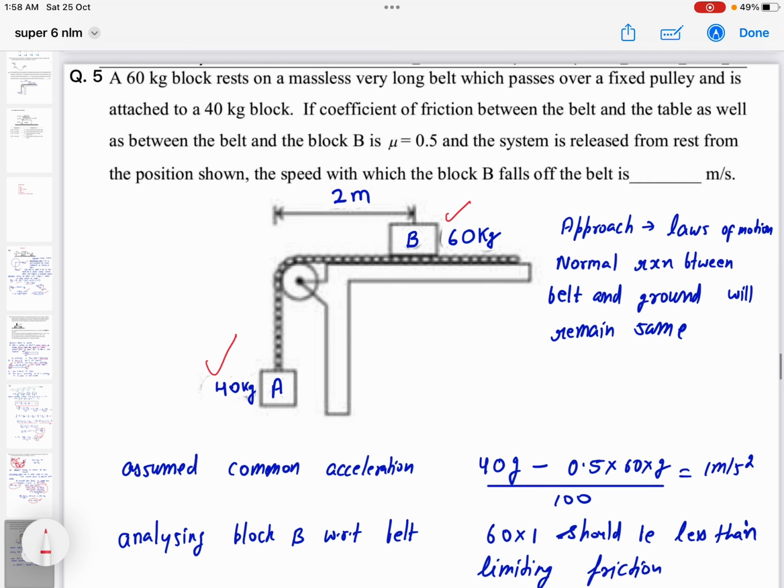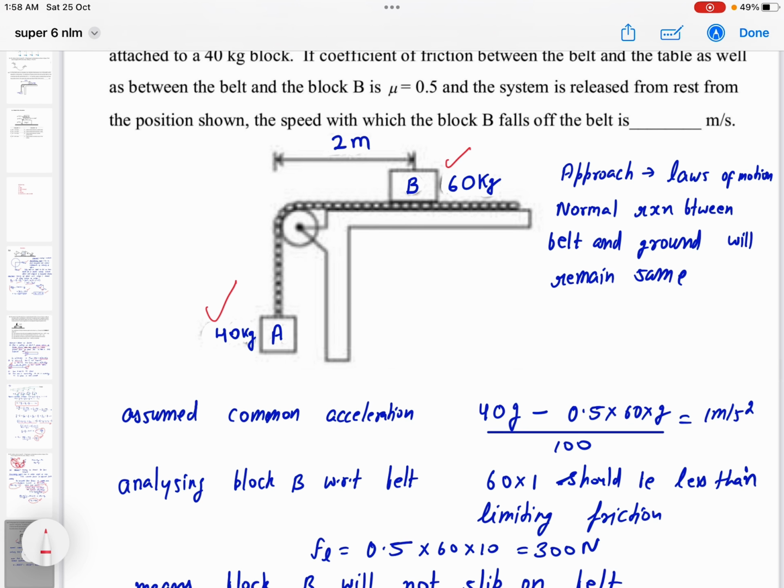Now first, what I am doing is assuming some common acceleration. I am assuming there is no relative motion between B and the belt. Then net pulling force divided by the total mass of the system, I am getting the common acceleration as 1 meter per second square.